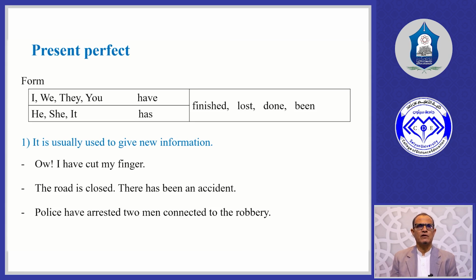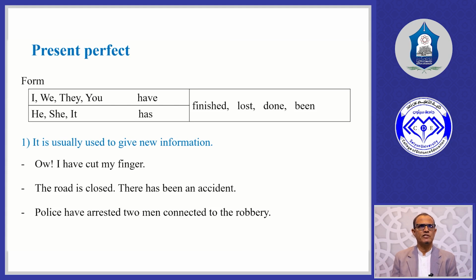Now look at this table. In the table, we have the form of the present perfect tense. We have to use the subject first, and then the verb to have or has, and then verb 3, I mean the past participle of the verb. So now, in these two structures of the present perfect tense, we have have and has. You remember that have is usually used with plural subjects, with plural nouns, and has is usually used with singular nouns, and they are followed by the past participle of the verb.